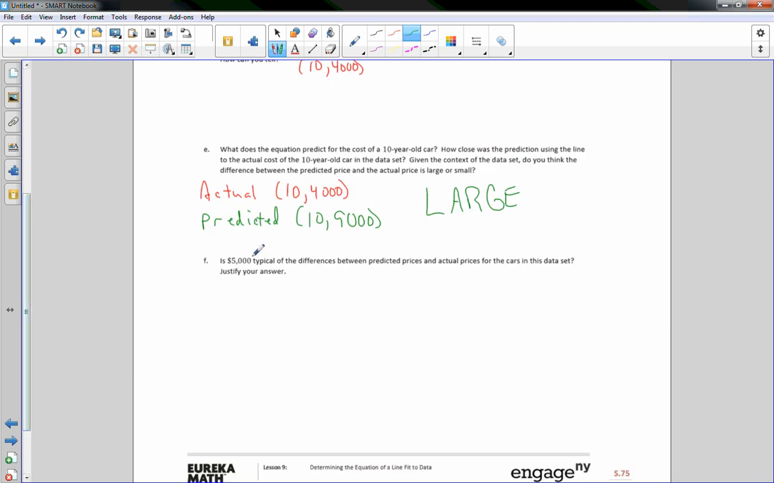So to answer this question, is 5,000 typical of the difference? No, it's too large. The difference should be more like 1,000, I would say.